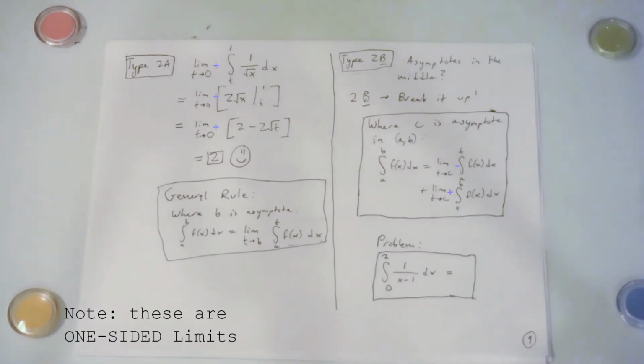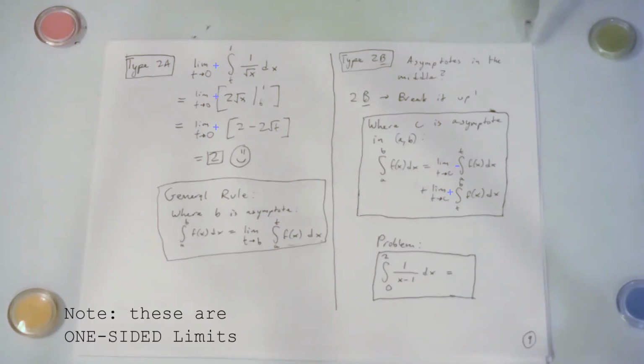This approach works if the asymptote is at a boundary of integration, but if there's an asymptote in the middle, the integral must be broken up into two parts, separated at that asymptote. We shall call integrals of this type 2b integrals. As before, with the type 1b integrals whose domains stretch from negative infinity to positive infinity, a failure to break up the integral will yield an incorrect answer.